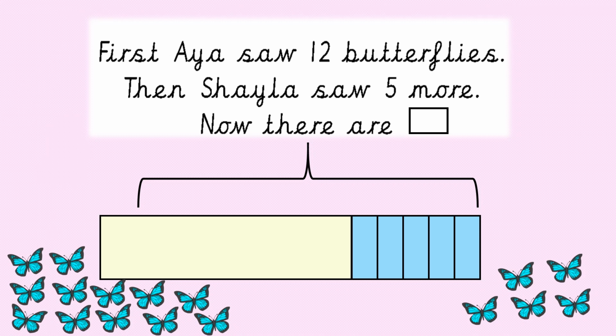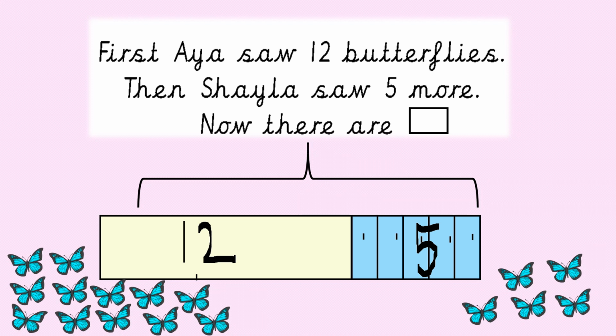Okay, bit of a bar model now. First, there were how many butterflies? That's right, 12 butterflies. And then how many more did Shayla see? That's right, she saw 5 more. 1, 2, 3, 4, 5. So there's 5 in this part. So my biggest part is 12, and I added 5 more.